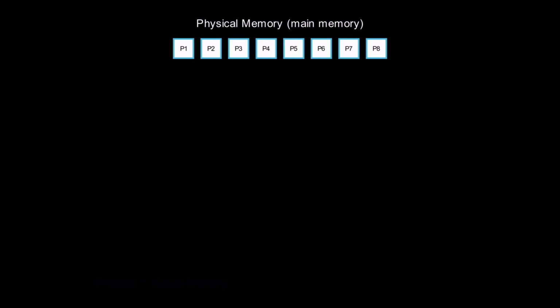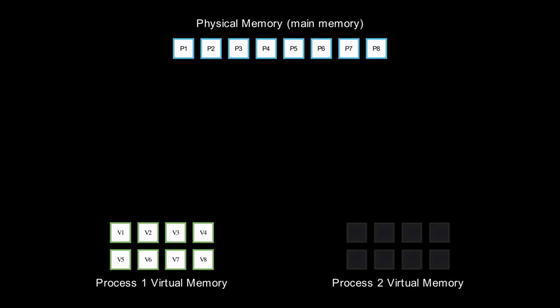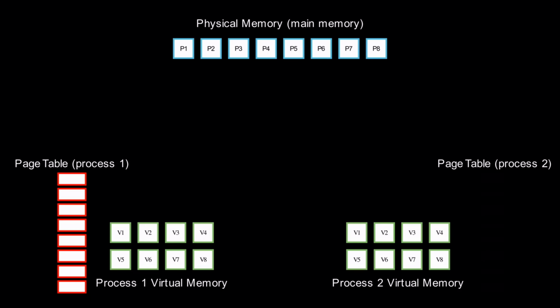Processes running in a system have their own virtual memory. For our example, we have 2 processes. The virtual memory of each process is also divided into pages, which is labeled V1 to V8 for both the processes. Every process also has an associated page table. The page table maintains a mapping of virtual pages to physical pages. It helps the system keep track of which virtual page is mapped to which physical page for every process.